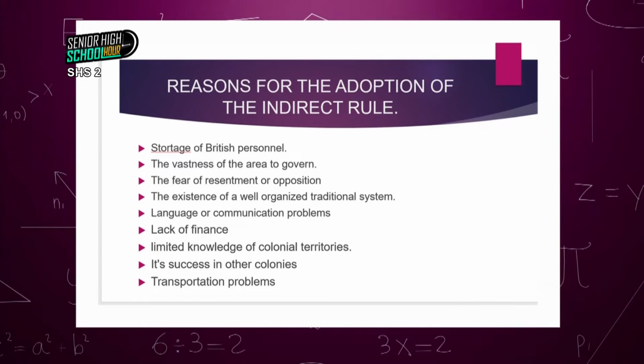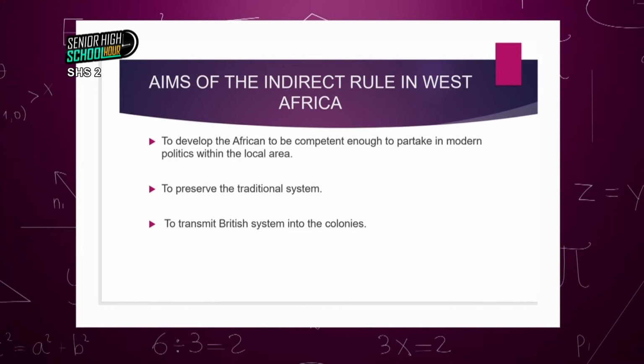Let's see the reasons why we adopted the indirect rule. So there were 3 aims. We'll go back to it again. One, it was to help the African to be competent. Two, to preserve our traditional system. And three, to transmit the British system into the colonies. Why in the first place was the indirect rule adopted by the British? There were reasons for this. It was not just done. One of them was that there was a shortage of British personnel.